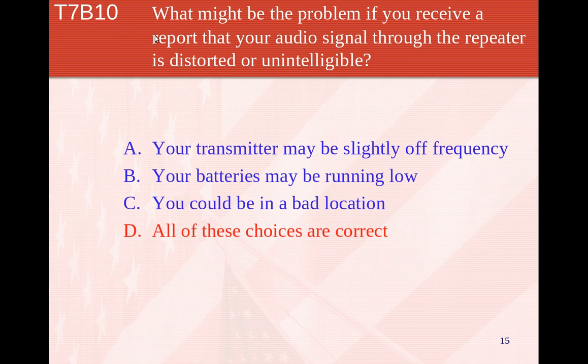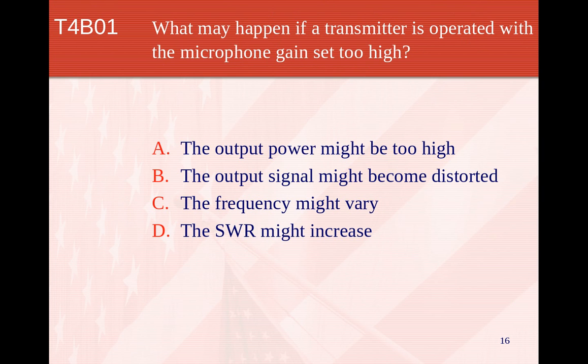What might be the problem if you receive or report that your audio signal through the repeater is distorted or unintelligible? Your transmitter might be slightly off frequency, your batteries may be running low, you could be in a bad location. All these choices are correct. What may happen if the transmitter is operated with the microphone gain set too high? The output signal might become distorted.